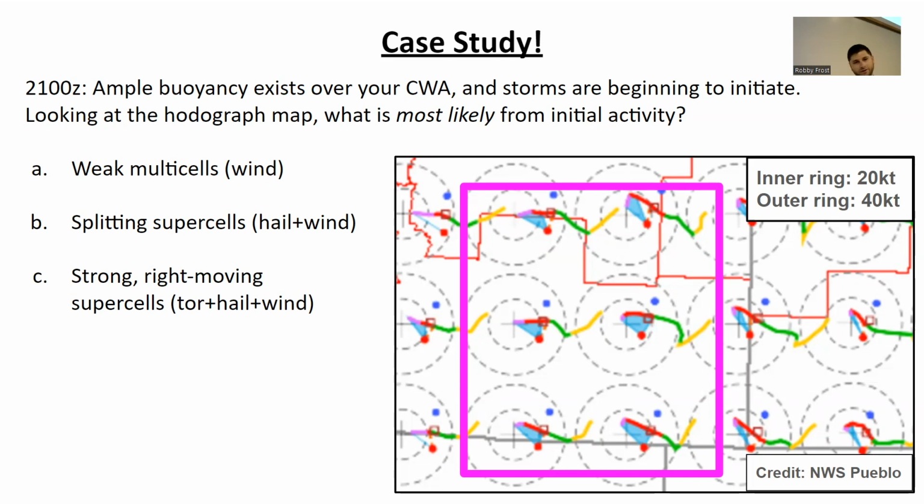Just to help you out a little bit here, focusing on the shape of the hodograph, which has been this whole lesson, we're not worried as much about everything else regarding mode necessarily, just based on the hodograph. What do you think?